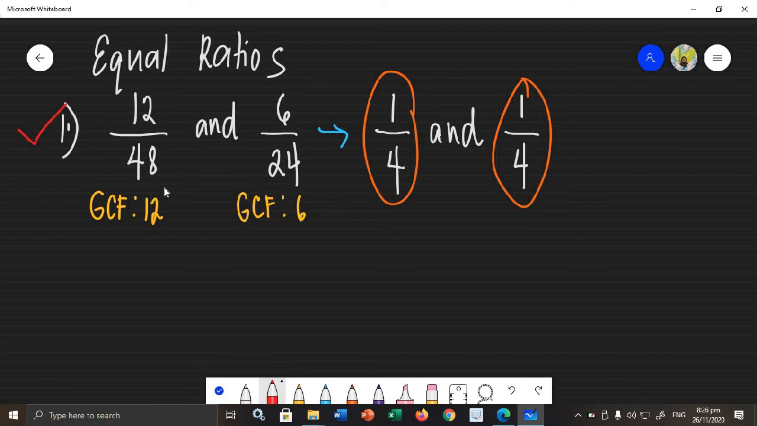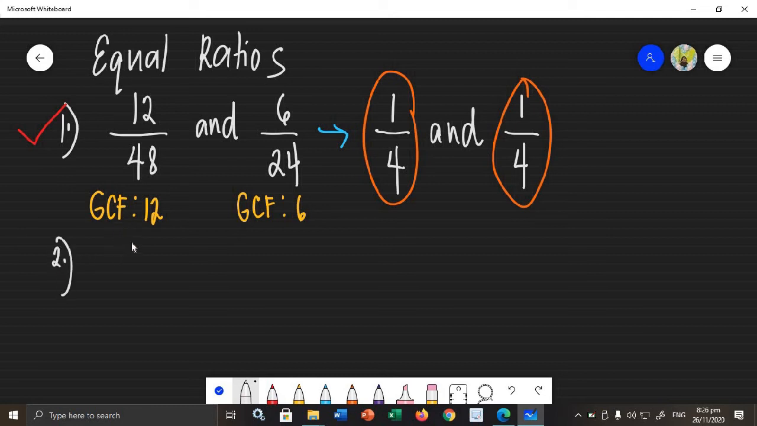Yes, they are equal ratios. Kasi, right after natin kinuha yung lowest term nila, we get the same values or number. Therefore, they are equal ratios. Okay? Another example in fraction notation.